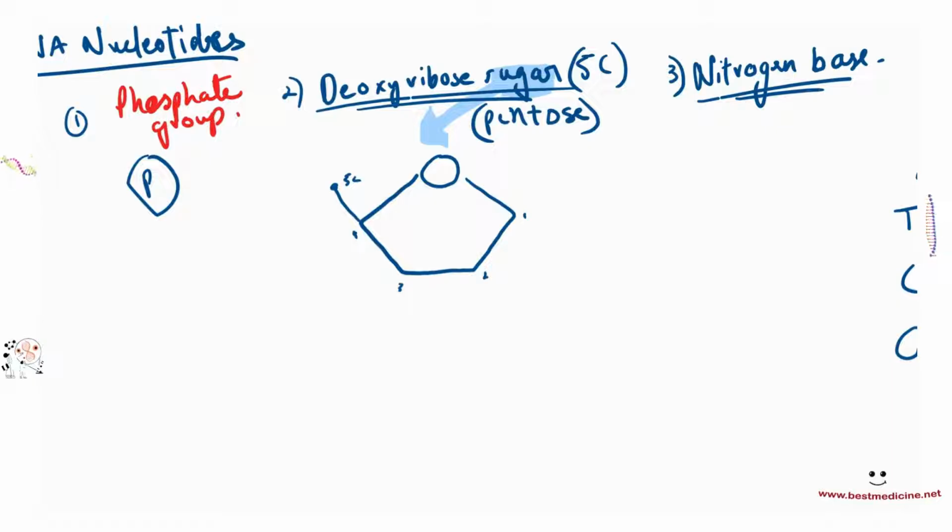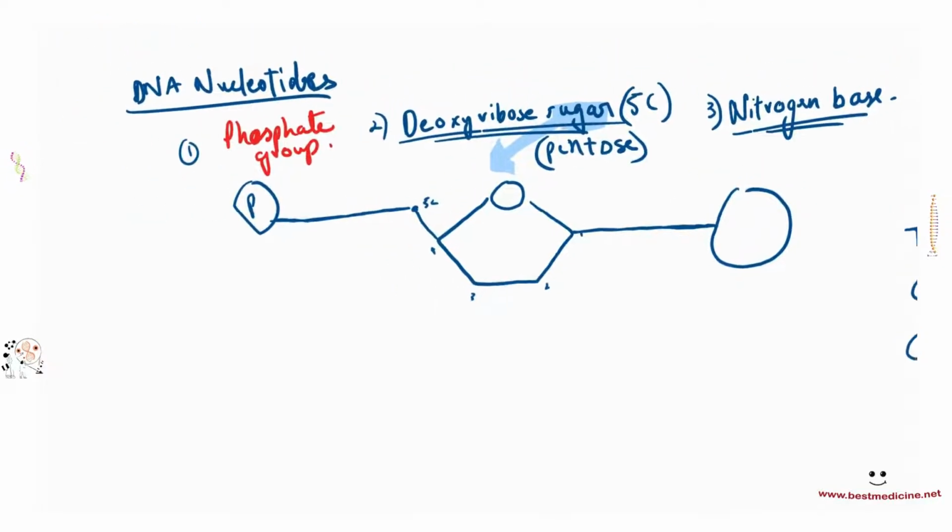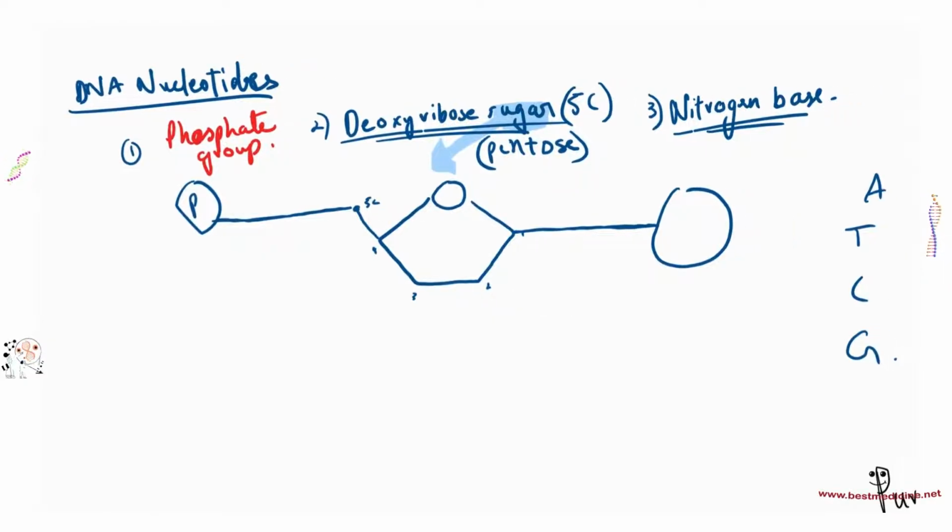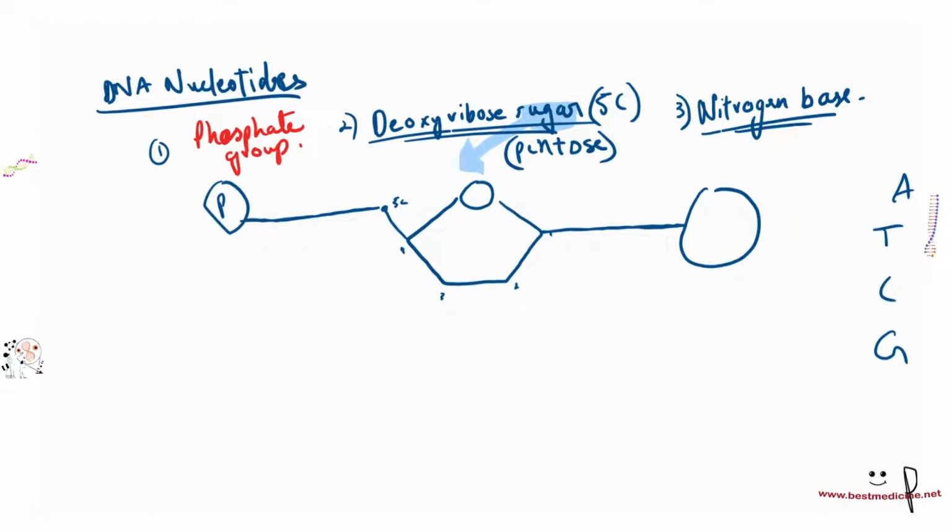Nitrogen base. So over here we have the base. This could either be adenine, thymine, cytosine, any of those. What happens is that we form a bond between the phosphate and the 5-carbon sugar, the pentose sugar, the deoxyribose sugar. And on the other side, we form a bond between the base and the sugar. And that is our DNA nucleotide, our monomer for the polymer that's going to be DNA.